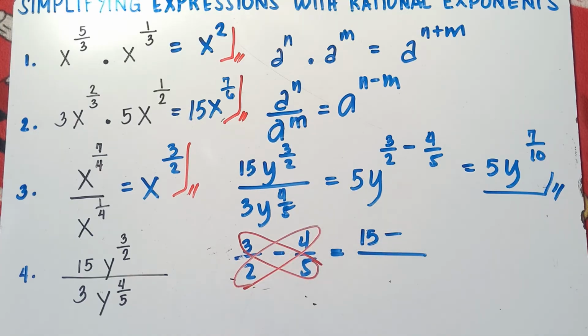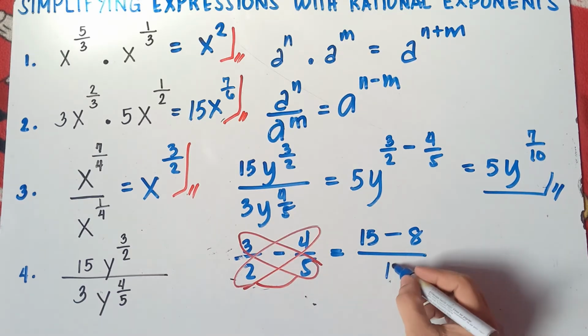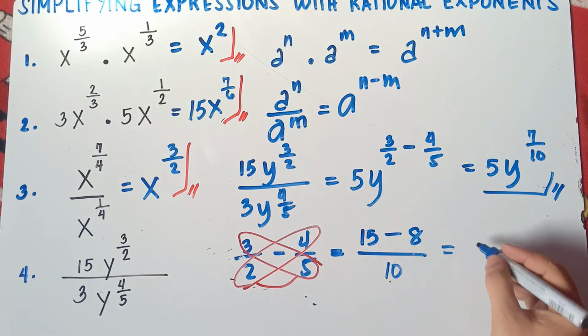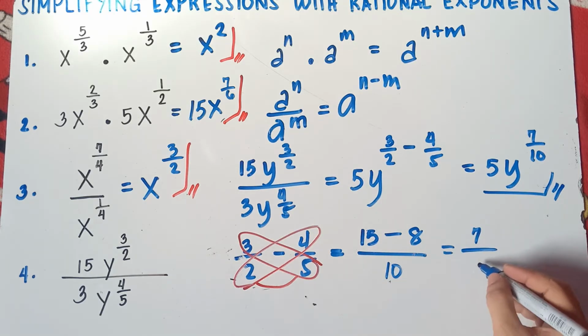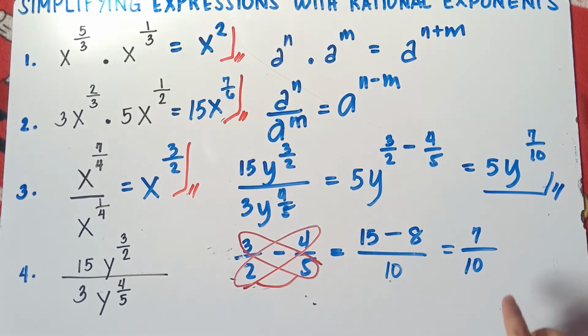2 times 4, that is 8. Then you multiply on the bottom part, 2 times 5, to get your denominator. That is 10. Then you subtract 15 minus 8, that is 7. Then copy over 10. That's it. Same answer, 7 over 10.